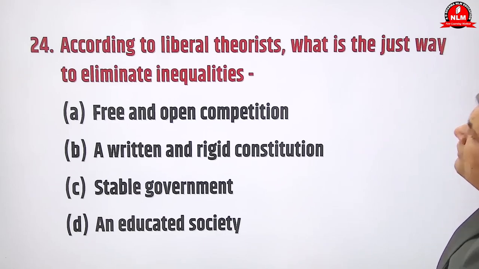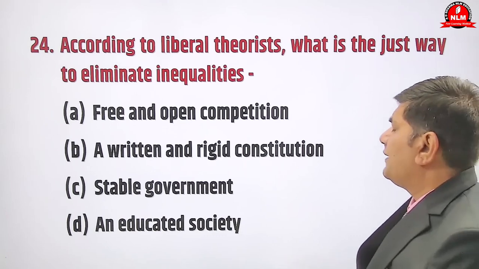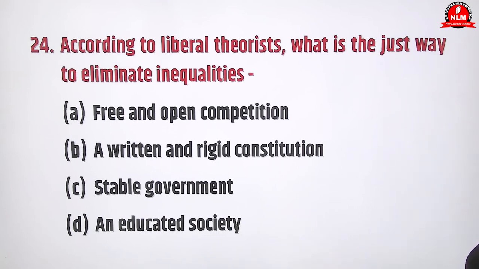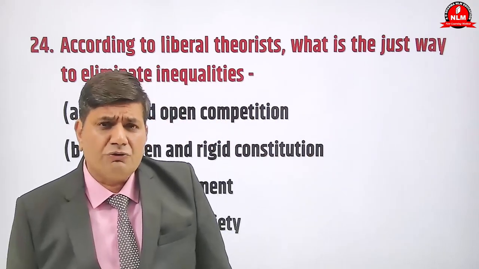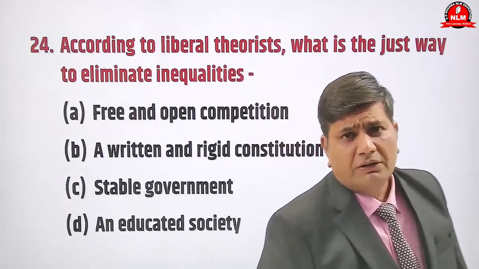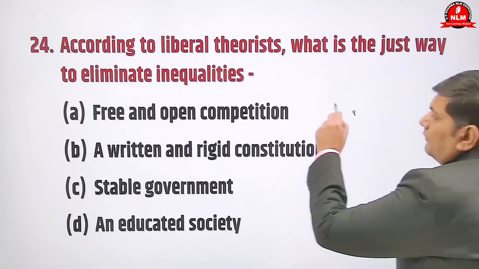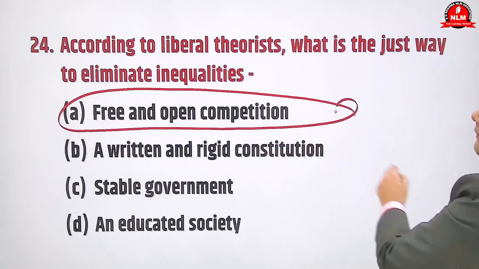Now we discuss question number 24. According to liberal theorists, what is the just way to eliminate inequalities? Option A, free and open competition; B, a written and rigid constitution; C, stable government; D, an educated society. As you know, friend, classical liberalism, or liberal theory, believes in free competition, free society, free economy. The right answer is free and open competition.